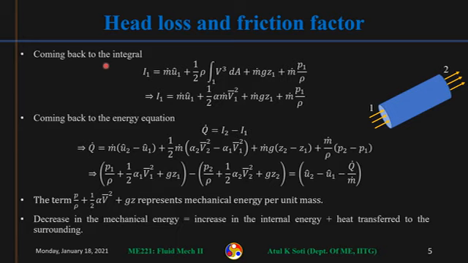Now we come back to that integral. I1 is equal to m dot u1 hat plus the integral of half rho v cubed dA, plus m dot g z1, and then m dot p1 by rho. This was our integral, and we have figured this out too. We can write it as half alpha m dot v1 average squared. So this integral we have simplified. Then we go back to the energy equation: q dot is simply equal to I2 minus I1, this integral calculated at section 2 minus section 1.